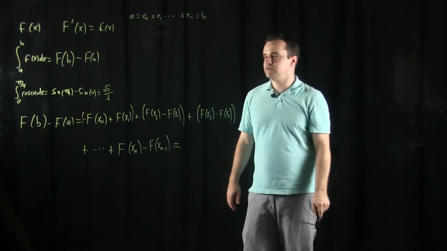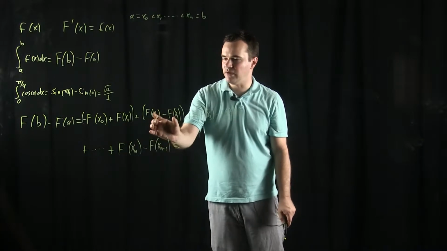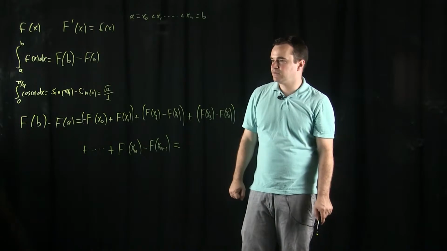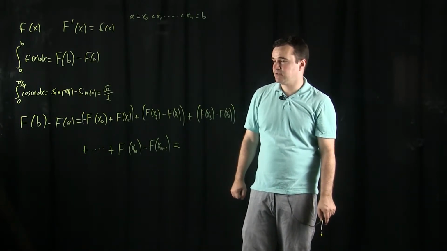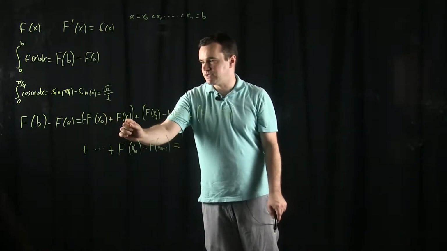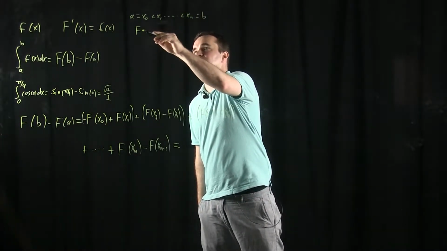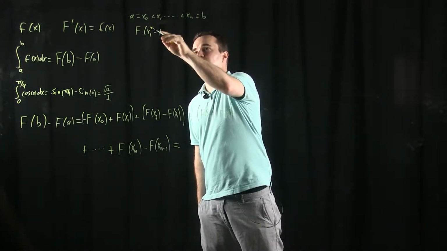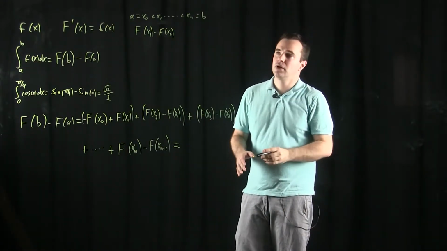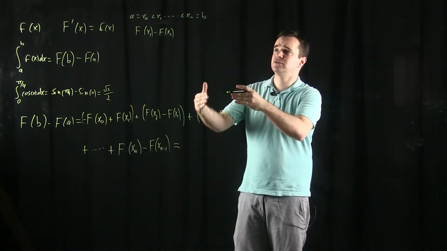And so what I want to do next is use the mean value theorem on every single one of these n terms. Let's start with the first one, this f of x1 minus f of x0. I'll actually write this down. That first term, f of x1 minus f of x0: I'm going to use the mean value theorem on the interval from x0 to x1 applied to the function capital F.